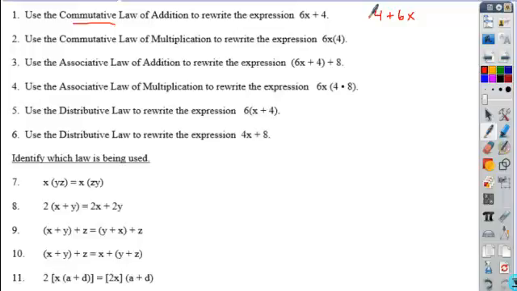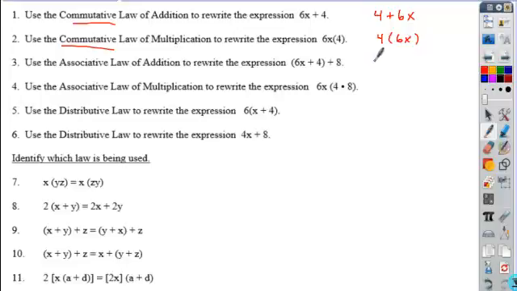Number 2, 4, 6x. Good. So here, once again, you take the two factors that are being multiplied, you just switch the order of them. So the 4 comes first and the 6x comes second. That's commutative property. Okay. Jacob, how about number 3?